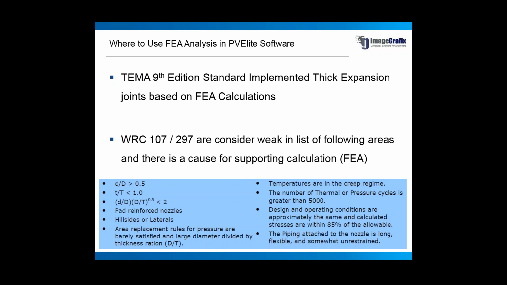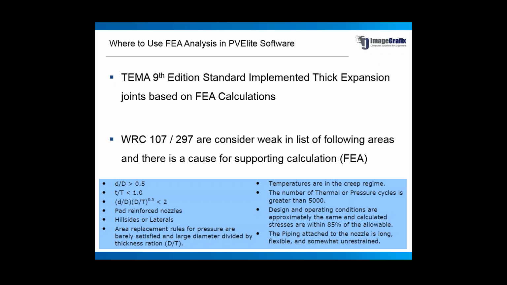Another one, which has been used for a long time, is WRC 107 and 297. Typically we do the local stress analysis for nozzles by means of WRC 107 or 297 according to the requirements.